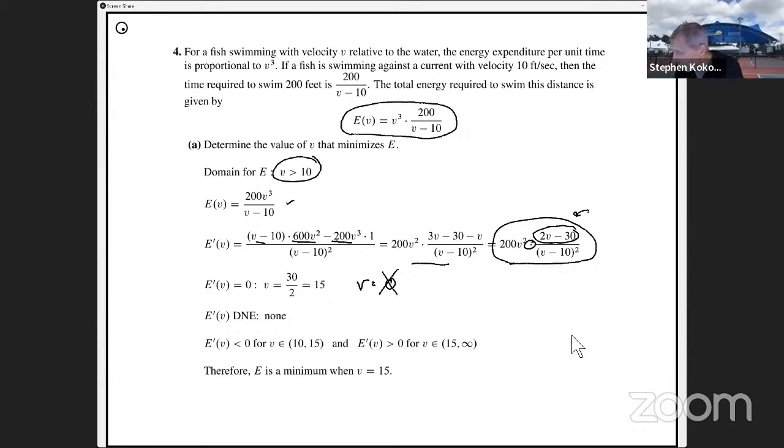Are there any places where the derivative does not exist? Well, you might say, well, what about 10? But I'm going to respond to that and say, well, 10 is not in the domain, so I don't need to worry about that at all. So I have one critical value.